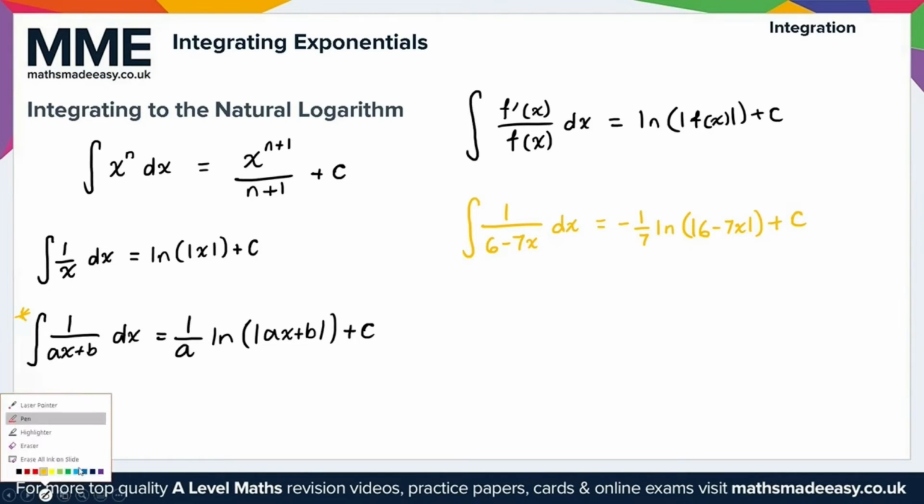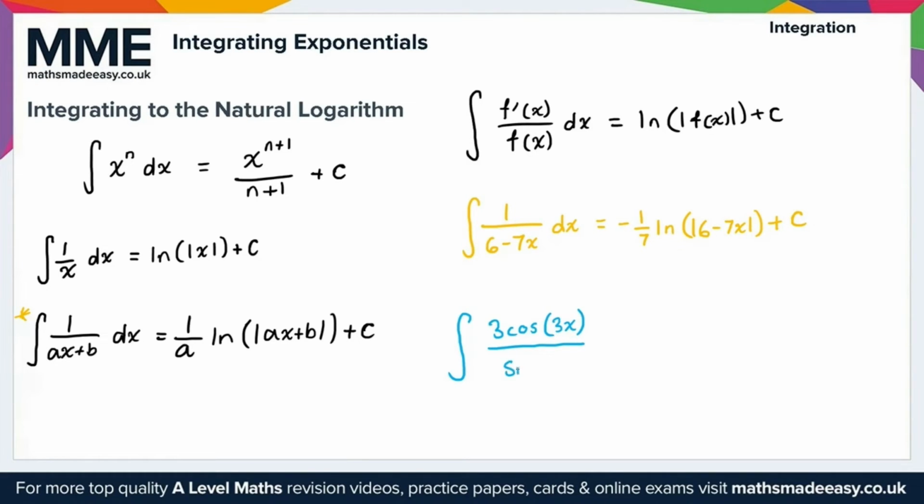Let's take a look at another example. Let's say we're going to integrate 3 cos 3x all over sine 3x, with respect to x. In this case, notice that if f of x is our denominator and we differentiate that, we get f prime of x. So we have something of this form, and therefore we can use this result and write the result of the integral as simply the natural logarithm of the absolute value of our denominator, sine 3x.